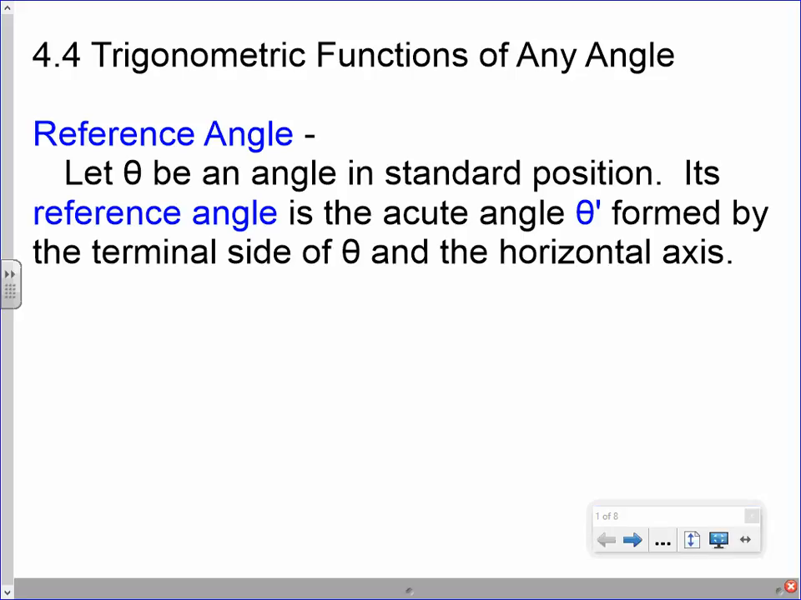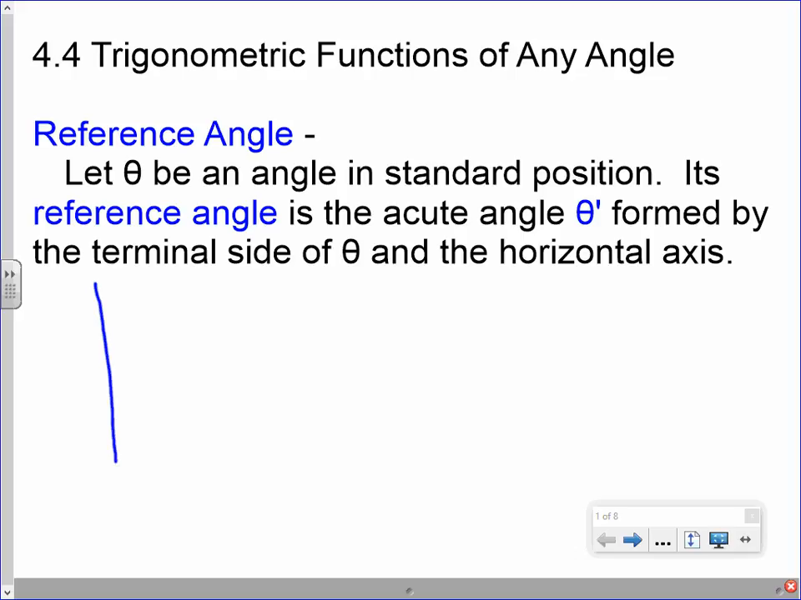Okay, so the acute angle, we're going to call it theta prime, formed by the terminal side of theta and the horizontal axis. Today we're going to focus on reference angles on the unit circle. So today's going to be pretty relaxed because we've got the unit circle down, or almost. And then tomorrow we are going to talk about reference angles that do not deal with the unit circle. When I say tomorrow, I mean the next time I see you.